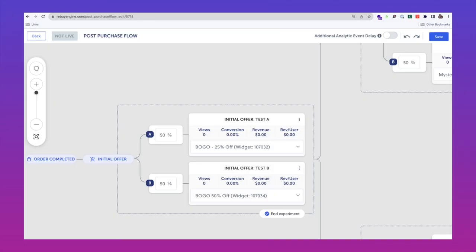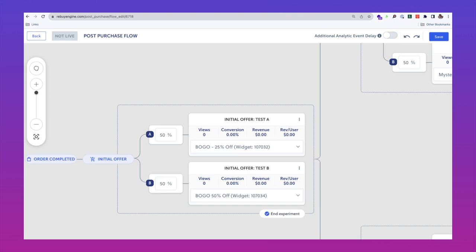Okay, so I've just come into Rebuy and set up a new post-purchase flow, and I have corresponding widgets that are going to allow me to test the behavior that I want against itself. So I've got two widgets. One is a buy one, get one, if anything, return the input product at 25% off. The other one that I'm testing it against is a buy one, get one at 50% off. So very similar data source, very similar widget. The only difference here is one is going to be 25% off, one is going to be 50% off. Very interesting to see what the difference in conversion rate is, what the revenue per user is. Very valuable test, one that can be run at any stage of this post-purchase funnel.